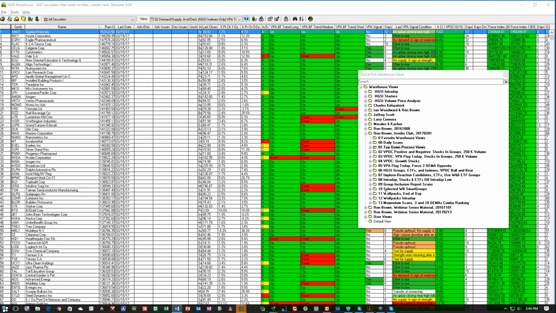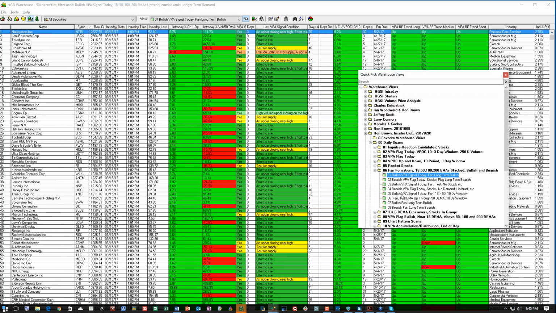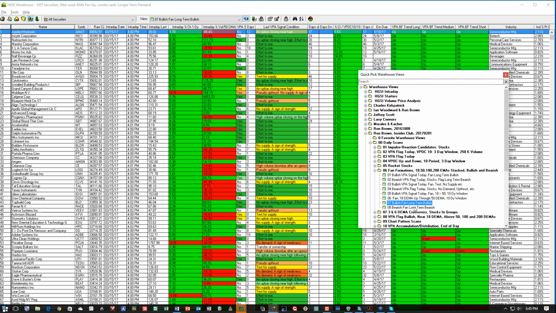What I do is I make a group. I go into my daily scans, I go into folder number 6, wrong view. I go to view number 7. This captures all of the stocks which are in the fan formation. The fan formation is, well, I'll show it to you. Most of you know what it is by now, but it's the 18 above the 50 above the 100 and above the 200, and these are all exponential moving averages.